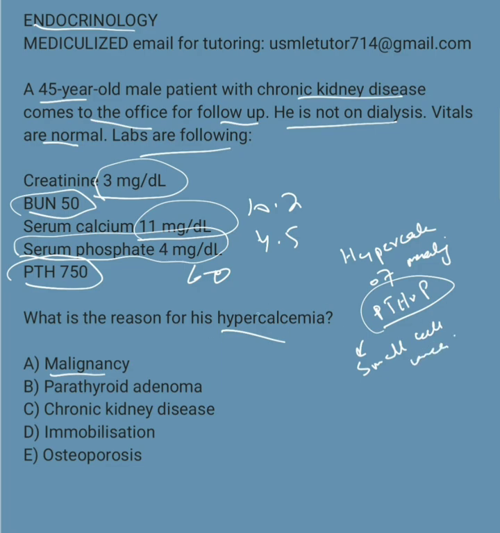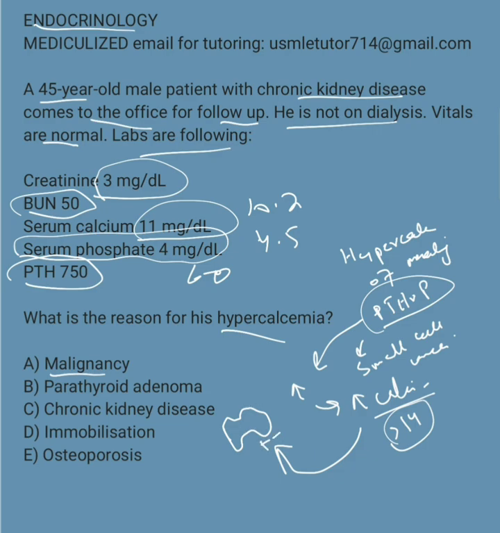But remember, the problem here is that even though the PTHrP would be elevated, that will lead to increased calcium, really increased, like 14 or greater than 14. But the thing is, this calcium will in turn go to the parathyroid gland, and it will suppress PTH. So the PTH will be low. Here it's really high, so that rules it out. Then parathyroid adenoma.